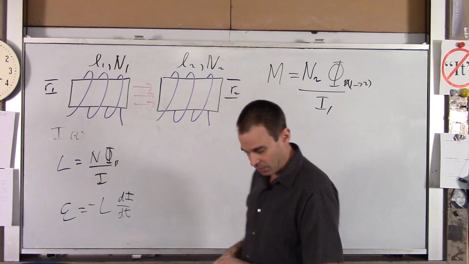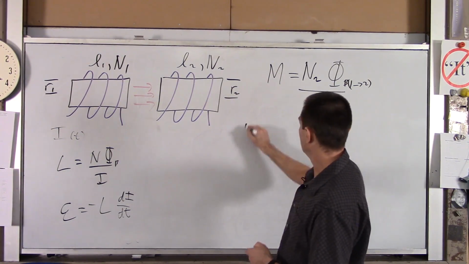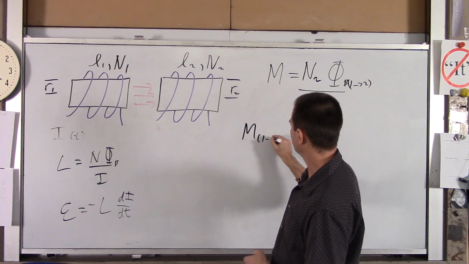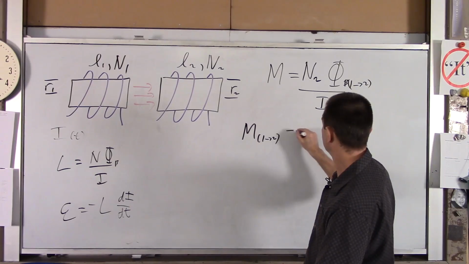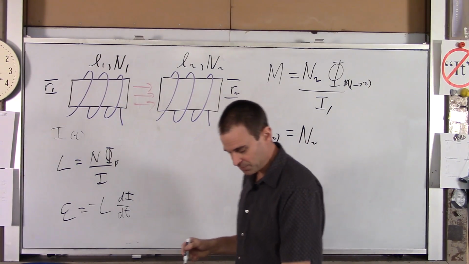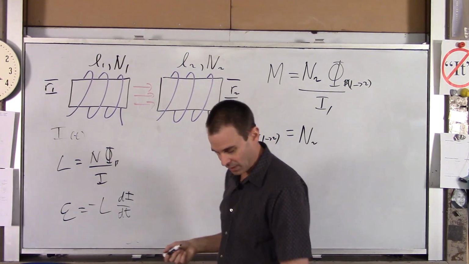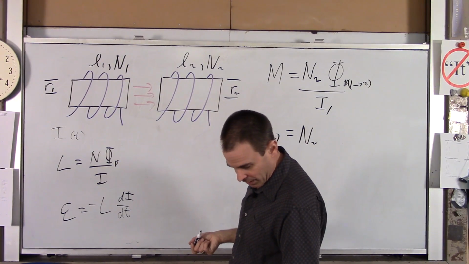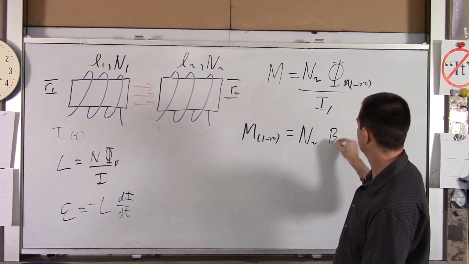Now we have some equations here. That's M, and we'll label it 1 to 2. That's the way to think of it. So that's going to be N2 times the flux that goes from here to here. Well, how do we calculate that? Flux is B times A.